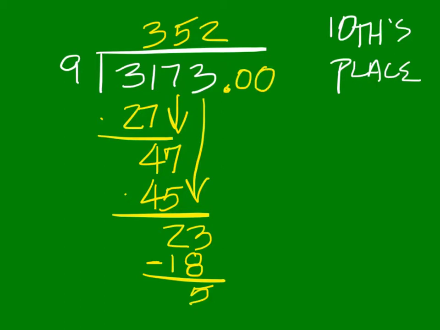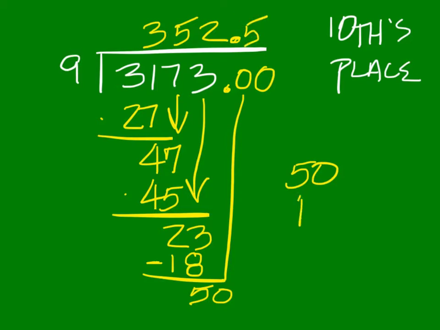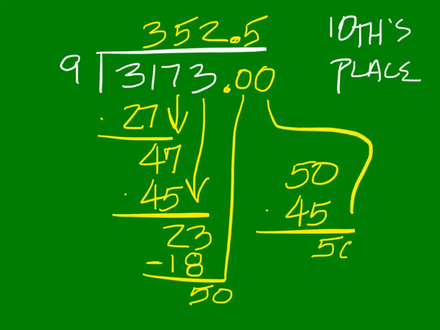Anything else I have to put up there? Put the decimal after the 2. And now what do I do? Bring down a 0. So how many times does 9 go into 50? 5 times is 45. And then what? Bring down a 0.